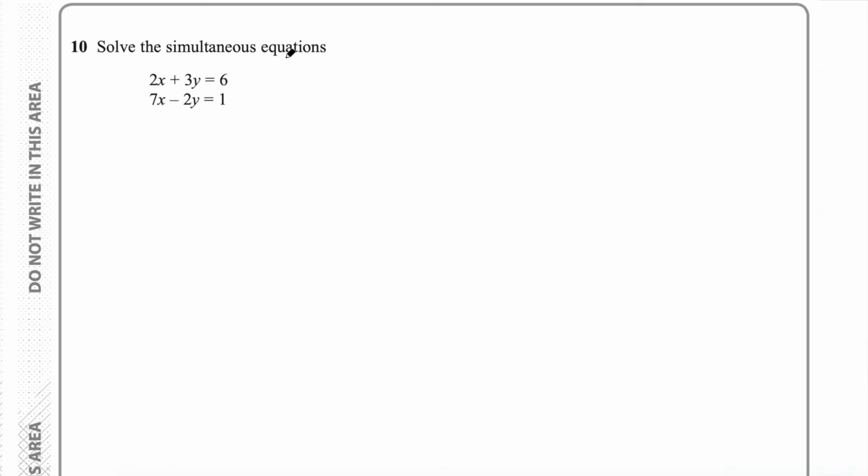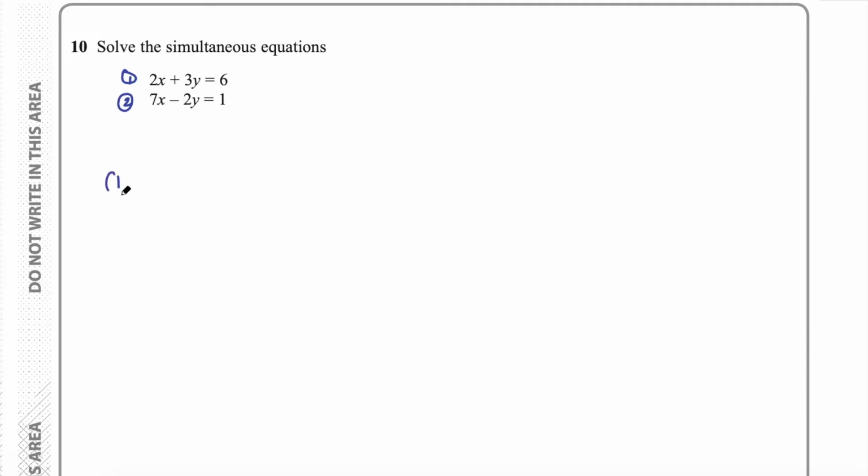Question 10 says solve the simultaneous equations. Okay, so one way to solve simultaneous equations is the elimination method, and this involves adding or subtracting the equations in order to get rid of one of the variables. Now to do that, one of the coefficients of the variables needs to be equal. So I might try to make the y coefficients equal. So if I call this equation 1 and equation 2, if I multiply equation 1 by 2, the whole thing, and equation 2 by 3, that will give me a coefficient of y of 6.